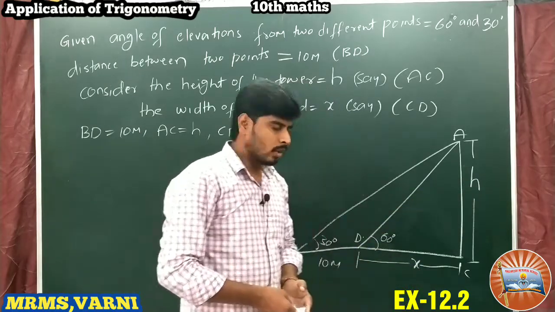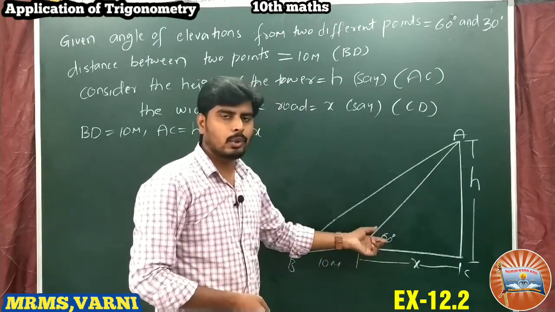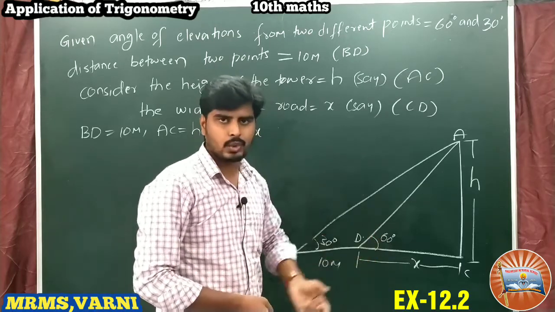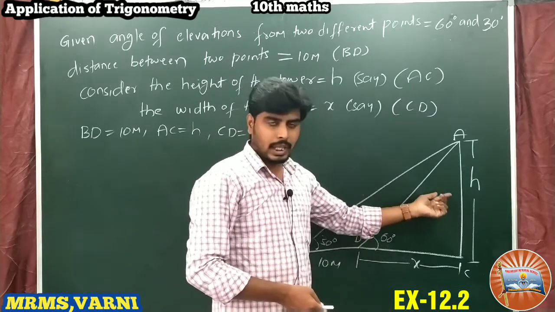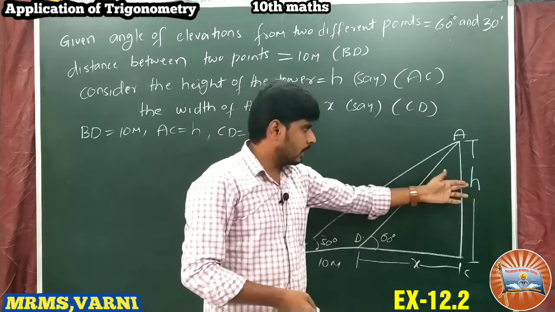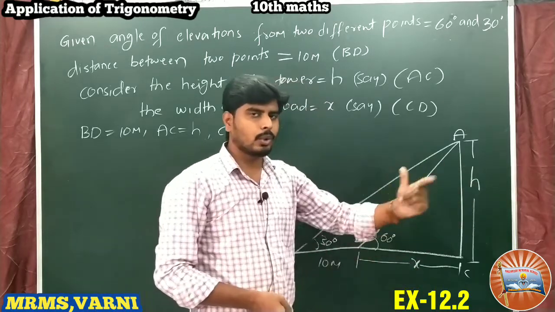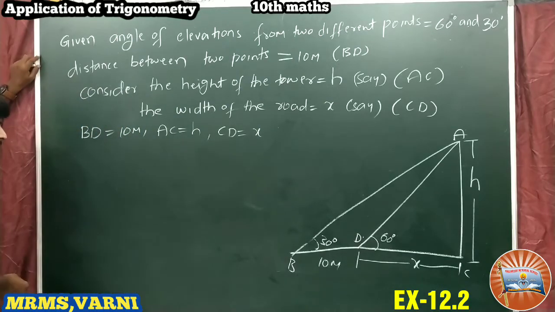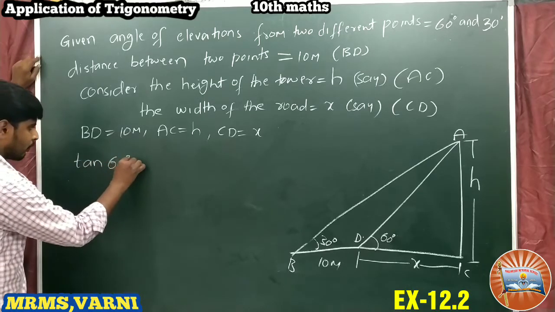To find h and x, we have the angle 60 degrees here, so I am going to use the tan ratio, or we can take the cot ratio also. Okay, so I am going to take tan here because I need h and x. This is the opposite side, this is the adjacent side. That is why I am going to use the tan ratio here, or we can take cot also, but I am taking tan ratio here. Let us take tan 60 degrees.